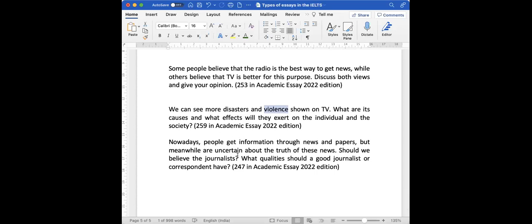This is a fact given, but the questions they have asked, 2 questions. Should we believe the journalist? I've answered it as like that we should believe the journalist because they are our only source of information, and then the 5 points I gave you for the media. You remember those 5 points?